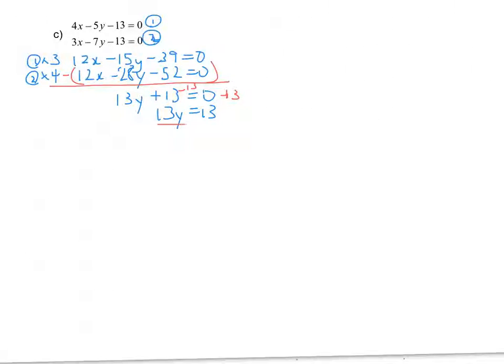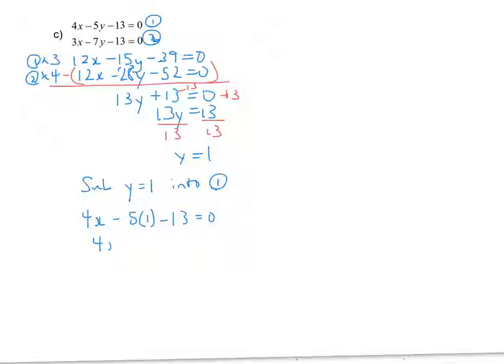Divide both sides by 13, and I get y equals 1. And now we're going to sub y equals 1 into equation, I'll just put it into equation 1. I'm going to get 4x minus 5 times the y, which is 1, minus 13 equals 0. 4x minus 5 minus 13 equals 0. 4x minus 5 and minus 13 go together to be minus 18.